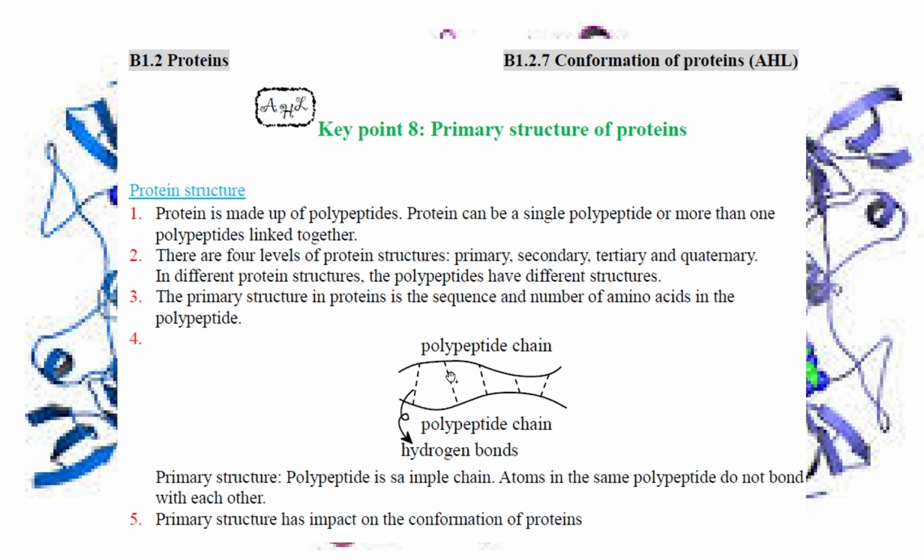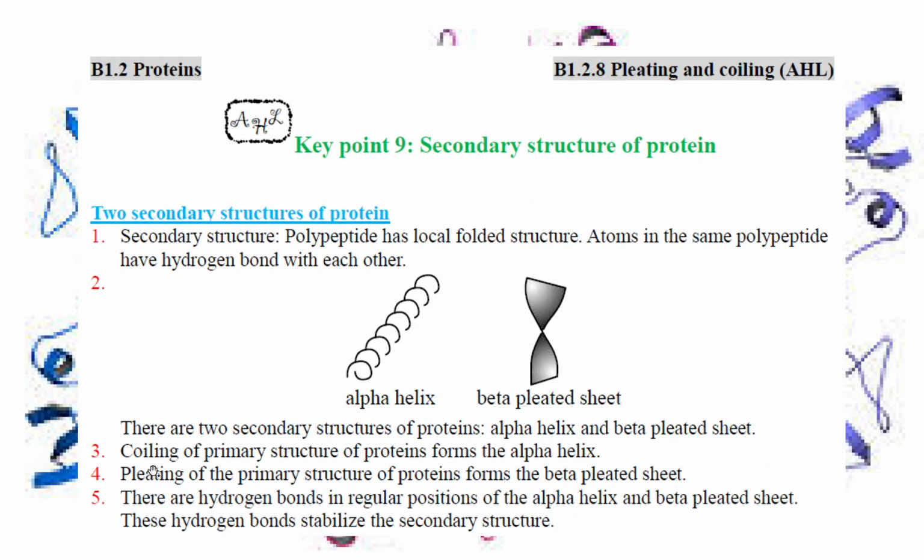And then, of course, they can form bonding with the other polypeptide chain, by forming the hydrogen bond, okay? We still call it a primary structure. Primary structure is a simple chain, okay? And atoms along the polypeptide do not form bonds with each other. Very simple, linear chain. Okay? What happens if they form bonding with each other?